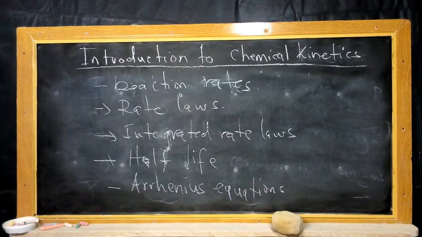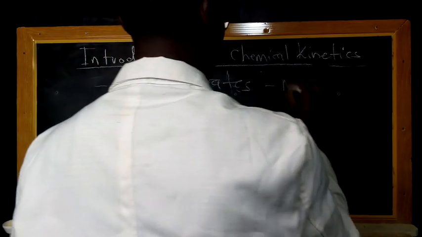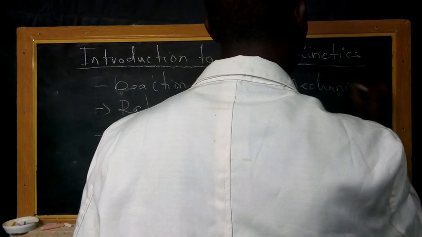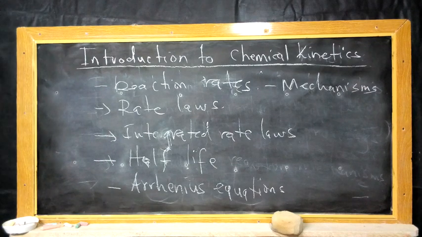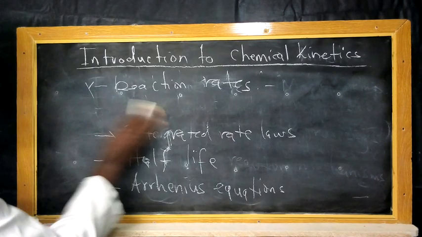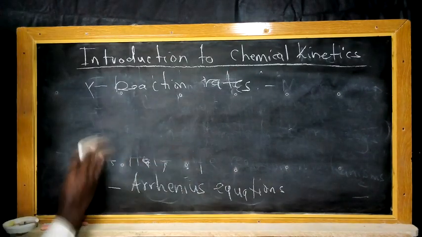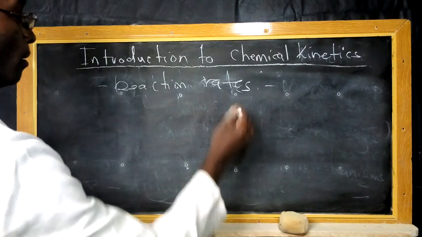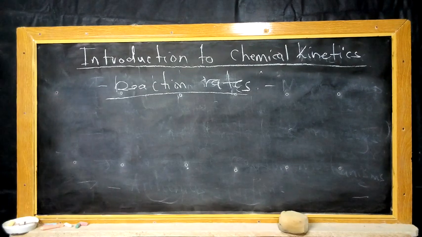Lastly, we shall look at, of course, we have mentioned the reaction mechanisms. So these are some of the aspects which we are going to look at under chemical kinetics as we go by. For that case, as we have mentioned and given a definition for that, we can just look at it in a nutshell and try to see what reaction rates are.